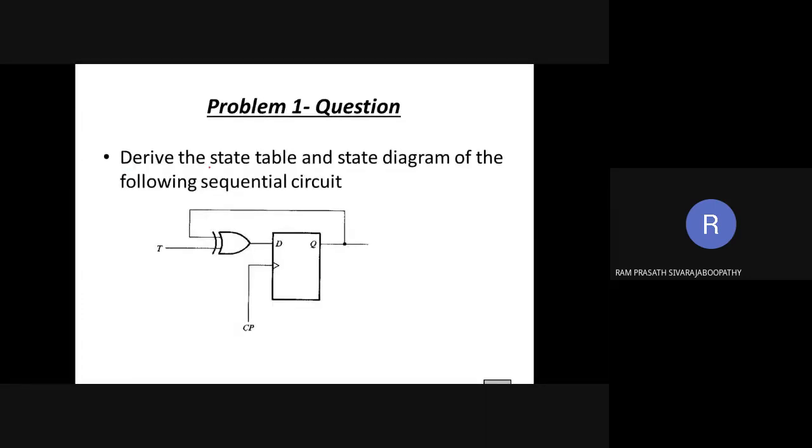Derive the state table and state diagram of the following sequential circuit. The same question can also be asked like this: analyze the given sequential circuit diagram and provide the state diagram. The circuit analyze பண்ணி எனக்கு state diagram கொடுங்க அப்படினு சொல்லி கேட்கும். Clear? Fine. So first step என்ன சொன்னோம்?